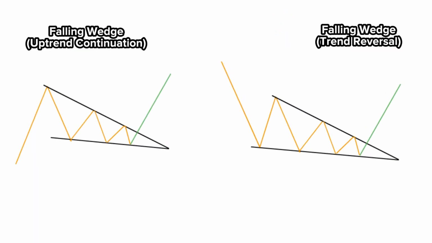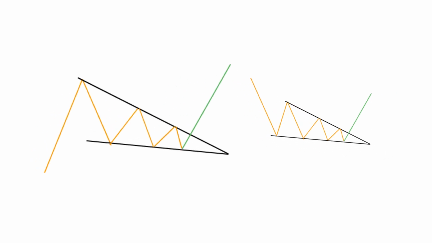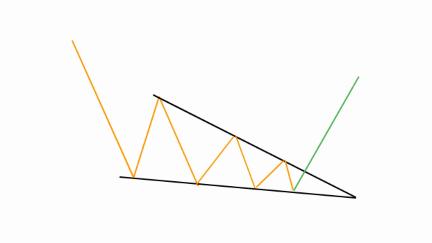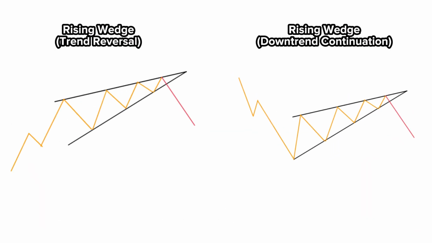Here are the wedge patterns suitable for long positions. You can identify a long position using either of these 2 wedge formations. One may occur during an uptrend, while the other may manifest during a downtrend. Now, let's explore wedge patterns conducive to short positions. Just like their long-based counterparts, these wedge patterns offer opportunities for short positions.